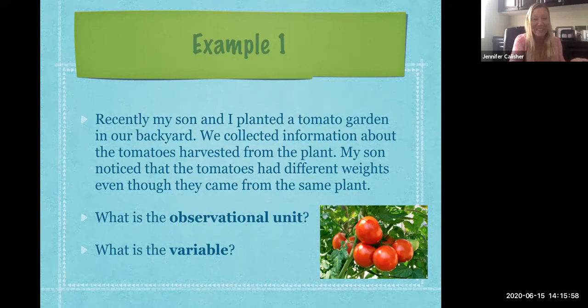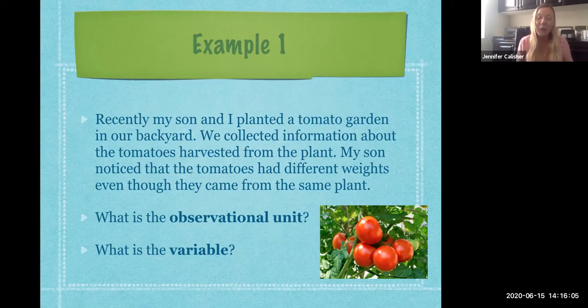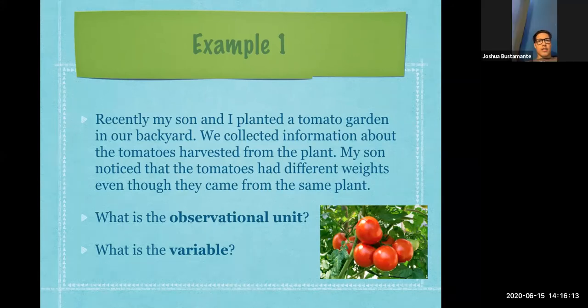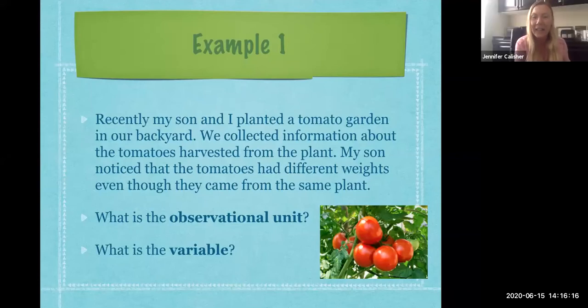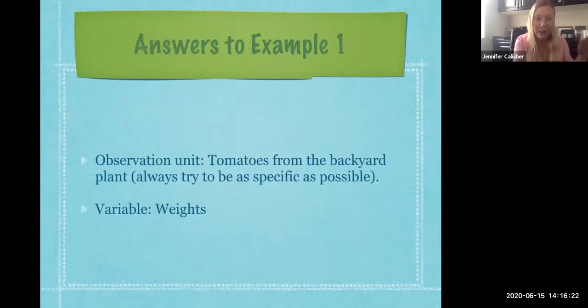Angelina, you're first. The observational unit would be the tomatoes. Exactly. It's the item that we're observing, right? And then what is the variable for the tomato that we're observing? Joshua? The weights or the sizes. Exactly, the weight or the size, depending on how we're measuring it, right? That's what can vary. So here now, I show my answers, right? The observational unit was the tomatoes.